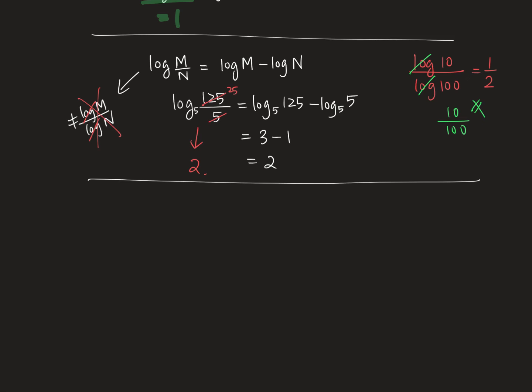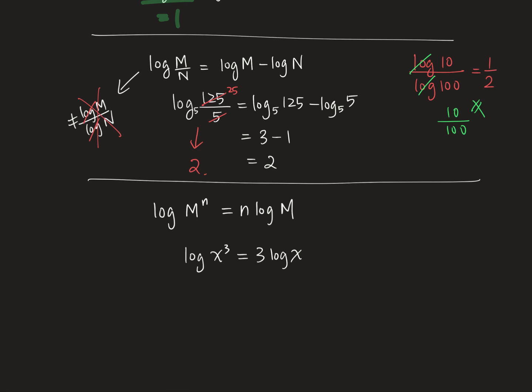For the third property, it is log m to the power n is equal to n log m. Now notice that this power n belongs to the entire base. So whatever that base is. Usually when we see bases, it's, for example, just something like x to the power 3. Then you know it's 3 log x, right?